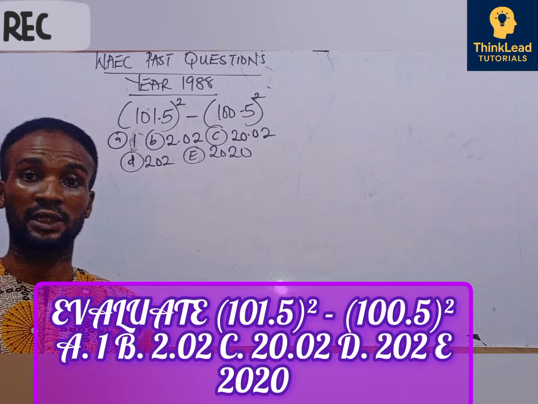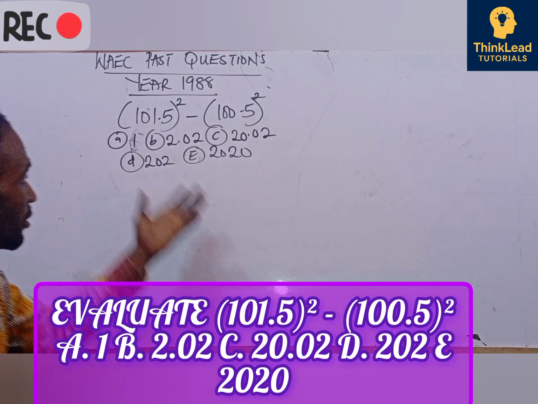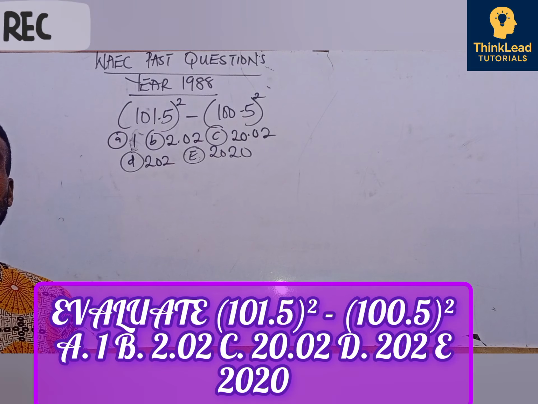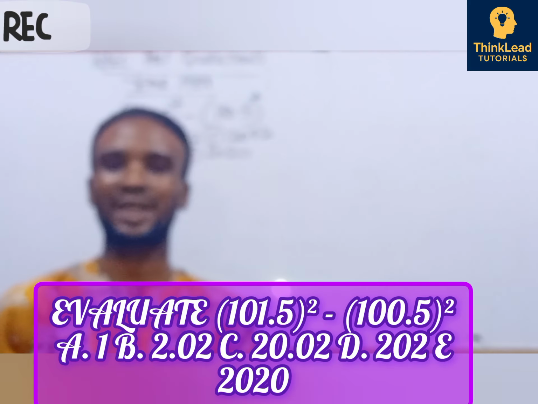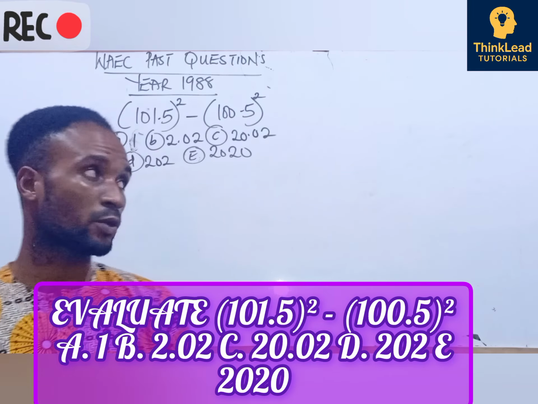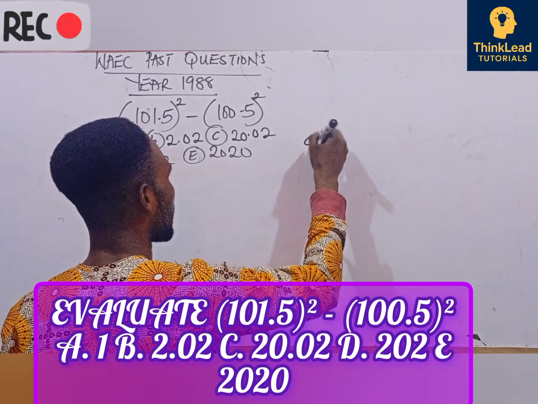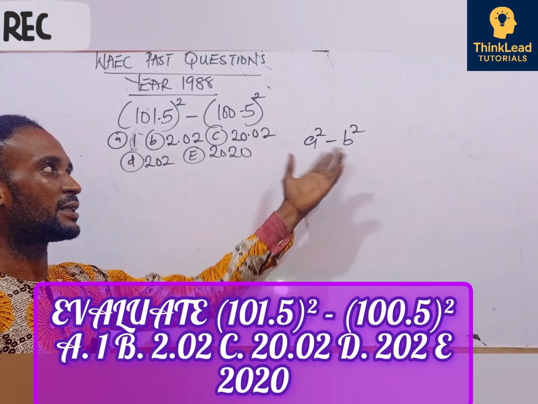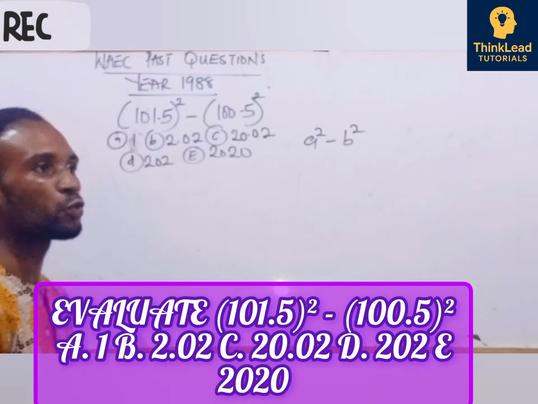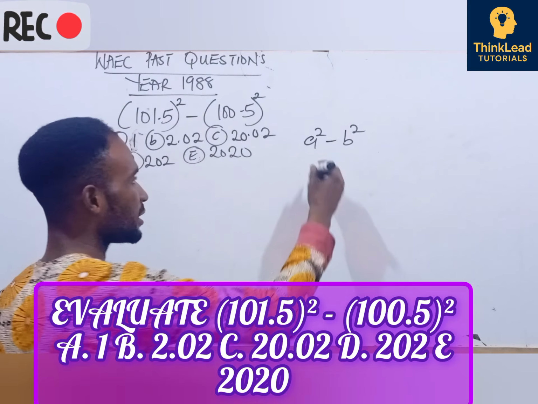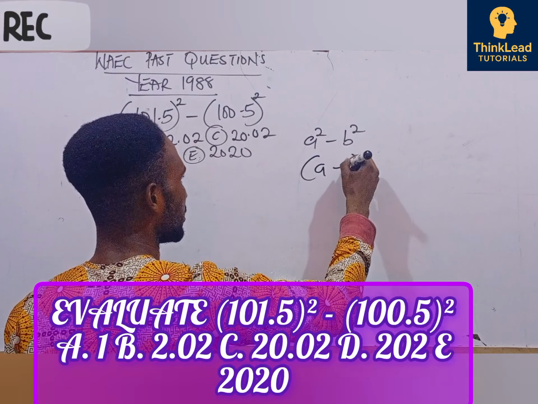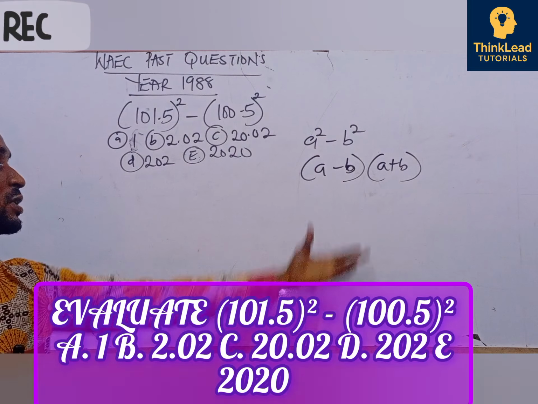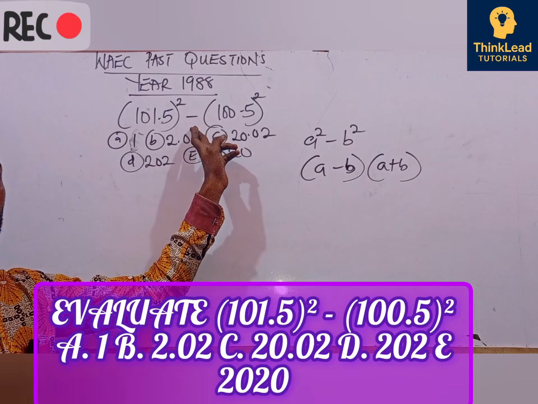To solve this question is very simple. When you come across something like this, just make use of what we call the difference of two squares. When I talk about the difference of two squares, what am I talking about? You have something like this, a squared minus b squared. When we have something like this, we use the difference of two squares, which is (a minus b)(a plus b). So I'm going to be using this to solve this particular question.